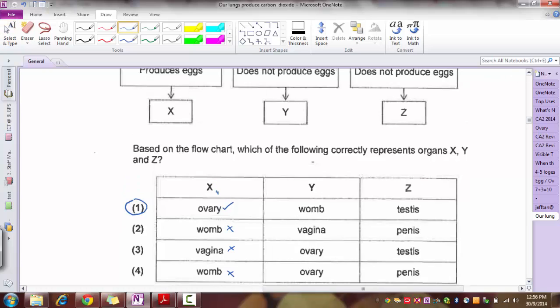Let's move up a bit. Okay. So let's see. Y does not produce eggs, so is the womb part of the female? Yes. Does it produce eggs? Nope. Testis, Z is the male, does not produce eggs. Yes, testis does not produce eggs. So 1 is the correct answer.